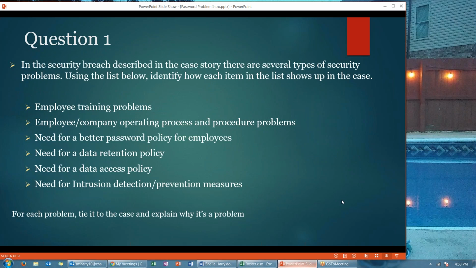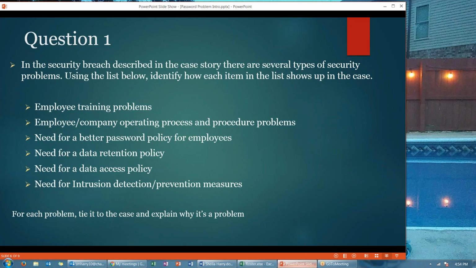So let's take a look at your questions. In the security breach described in the case story, which was our first slide, there are several types of security problems. Using this list below, identify how each item in the list shows up in the case. So basically, this is like a 6-part question. Employee training problems. Identify how that shows up in this case. And for each of the problems, you're going to tie it back to the case and explain why it's a problem. And you can do this in your structured white space.